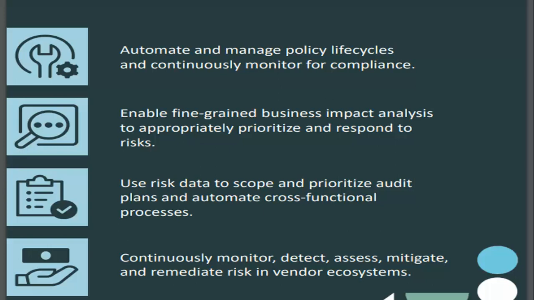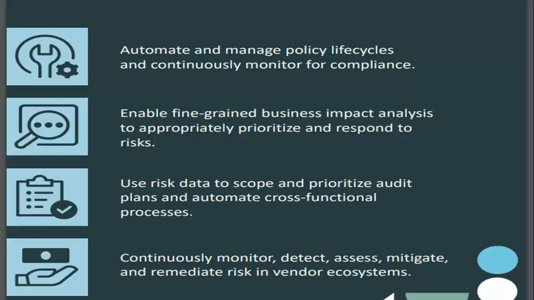Second, it enables fine-grained business impact analysis to appropriately prioritize and respond to risk. If two or three things happen at the same time, we can at least prioritize which is important and what the impact is. According to the impact and prioritization, we do the work and fix the issue, and we use the risk data to scope and prioritize the audit plan and automate the cross-functional process. So according to the risk data, we can plan and prioritize the audits.